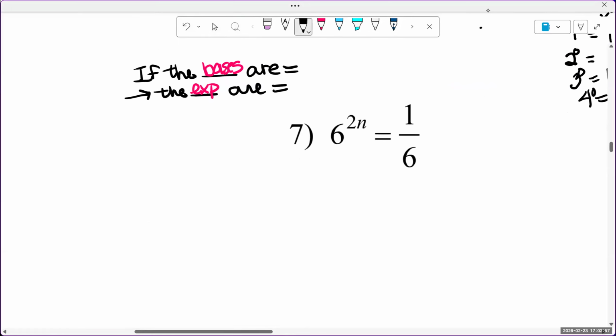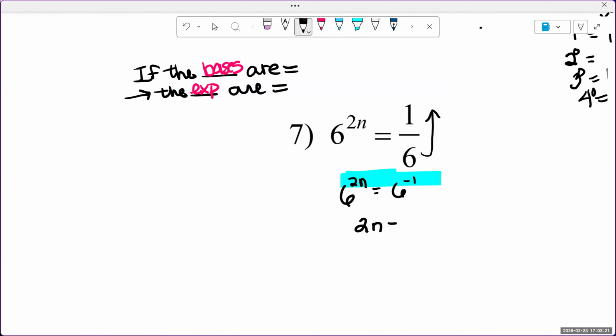Number 7. So we see that both of the sides are a power of 6. 6 to the 2n. Okay, now we are going to use our knowledge of exponent rules. Cross the line, change the sign, is equal to 6 to the negative 1. If the bases are the same, then the exponents are the same. 2n is equal to negative 1. Divide by 2, n equals negative 1/2.